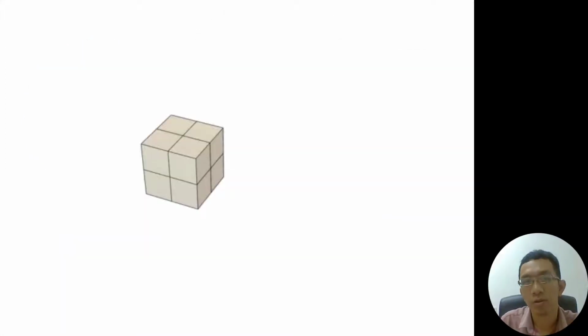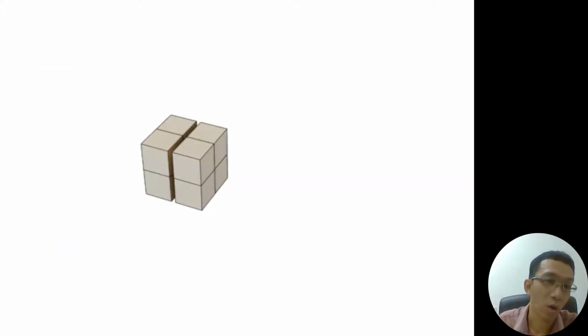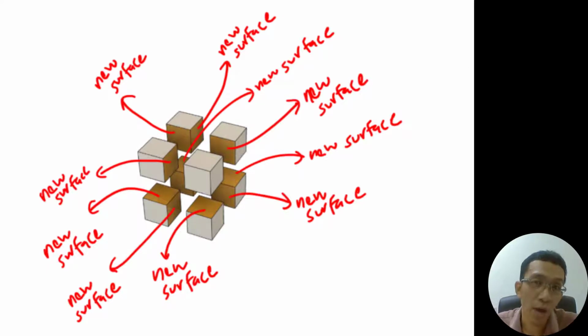Let's say this cube represents our sugar cube. If we cut it in half, we basically generate a new surface shown in yellow there. Further cuts reveal more surface. So for every cut, you end up with more cubes. And with that, you get more new surface.